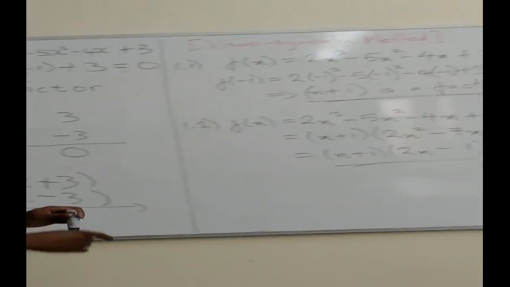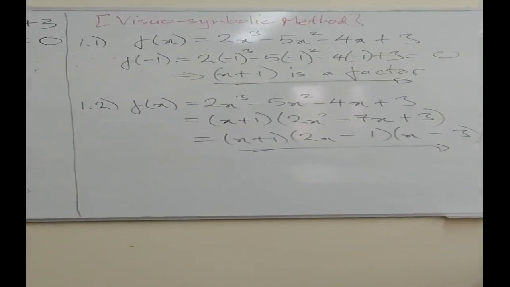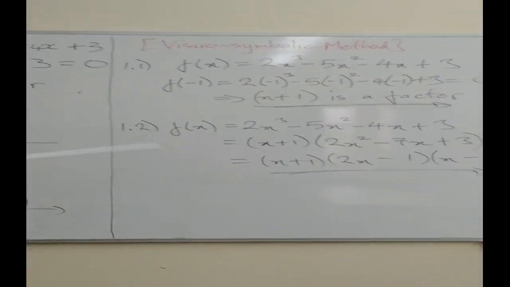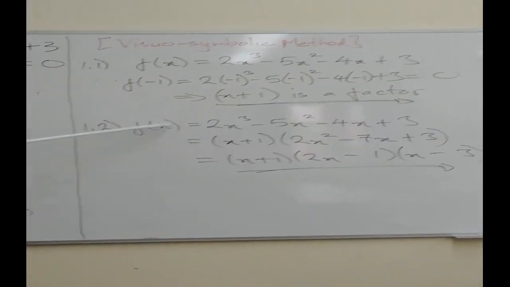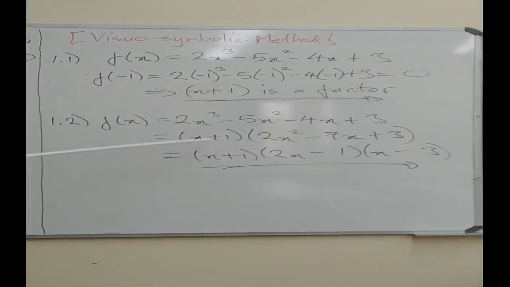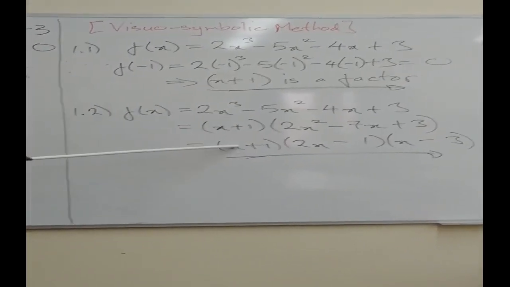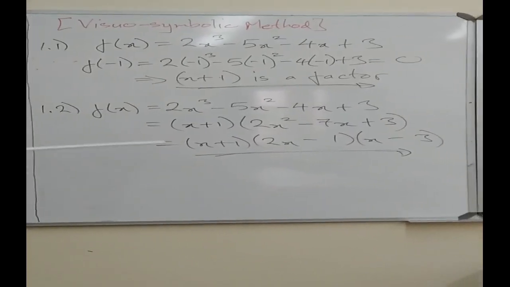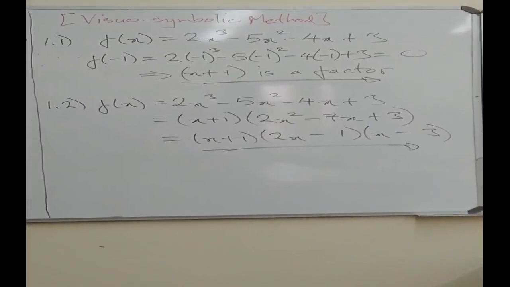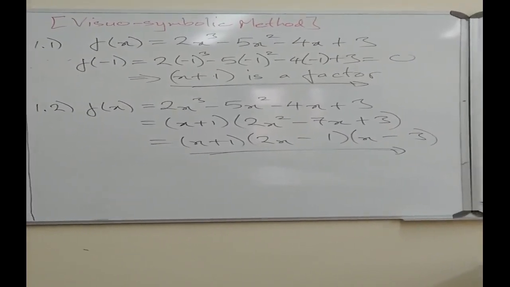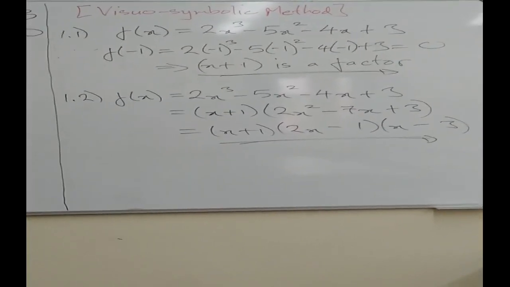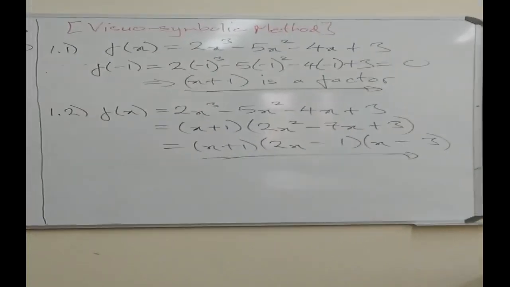If you now look at this visual symbolic method, it basically gives you the factorization of f of x in 2 steps. Whereas if you look at the other methods, they are a bit longer. So this visualization symbolization method shortens the process in which you determine the factors. And you get the factors in that.